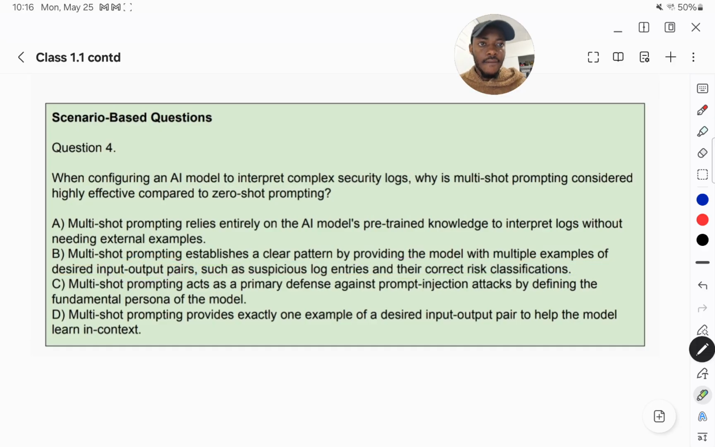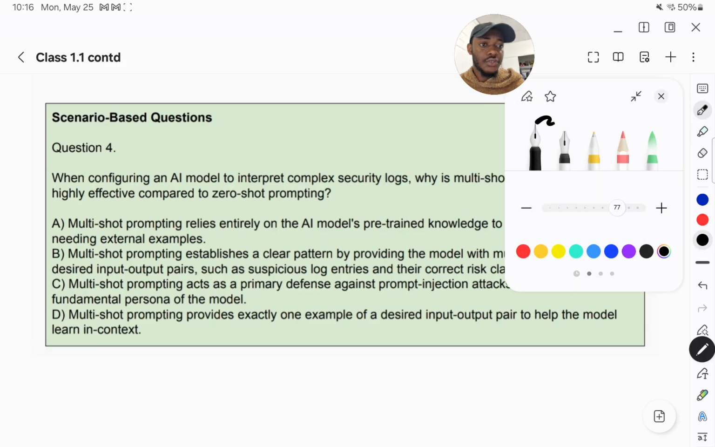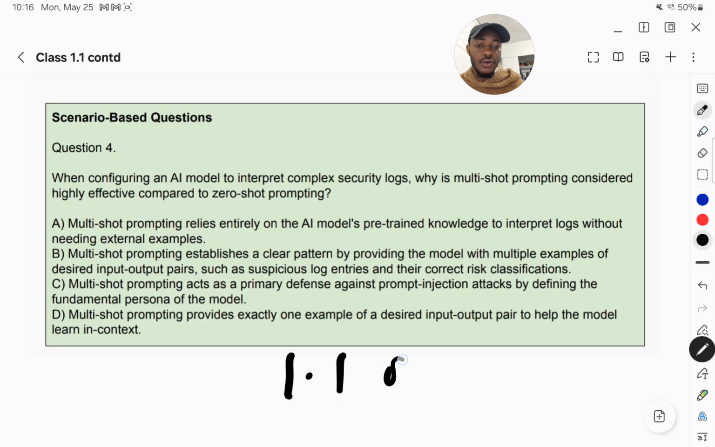Okay, so today I have covered 1.1. So this is what I did today. Today we did just 1.1 of the first section of part 1 of the CompTIA SecAI Plus.